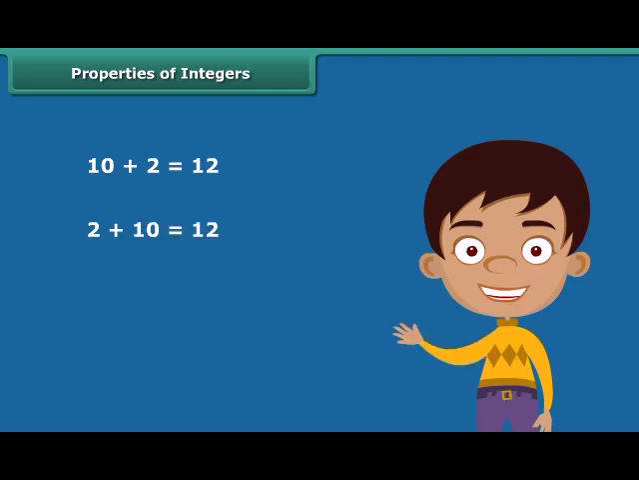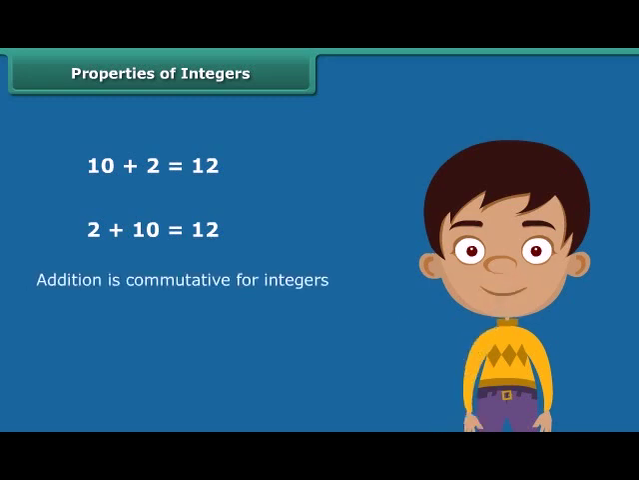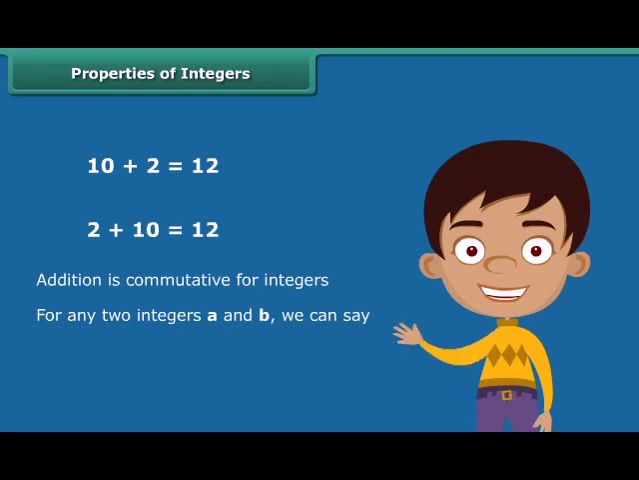In both the cases, we get the same answer. This means the integers can be added in any manner. Hence, addition is commutative for integers. In general, for any two integers a and b, we can say a plus b is equal to b plus a.